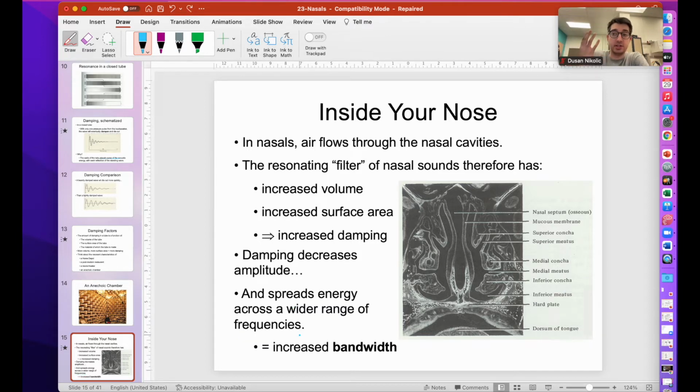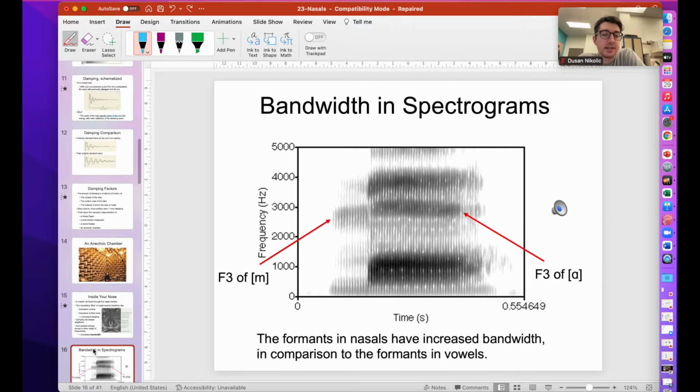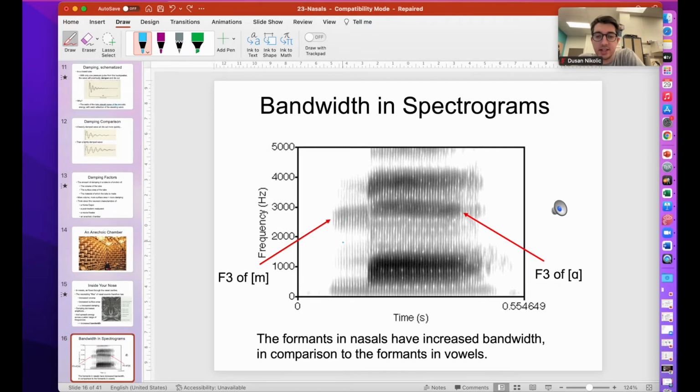And we know that it spreads energy across a wide range of frequencies because it is getting into all of these holes. It is producing so many frequencies, but those frequencies are damped, and this increases the bandwidth. So the difference between the frequencies is increased as well. And this is what it looks like in the spectrogram. So the difference between the frequencies is increased. There is a lot of damping here, a lot of silent portions, so to say, right? The white parts.